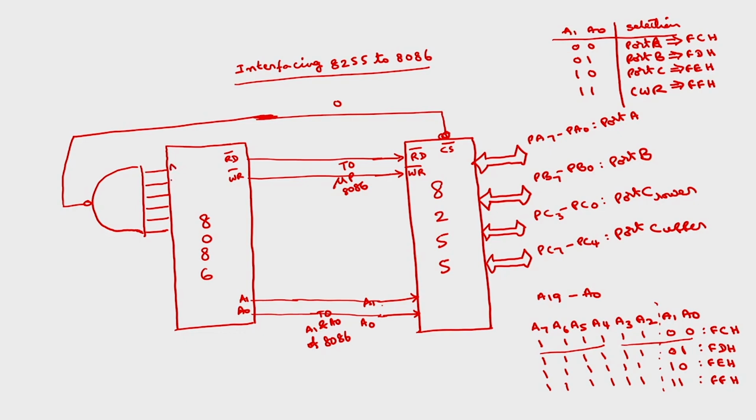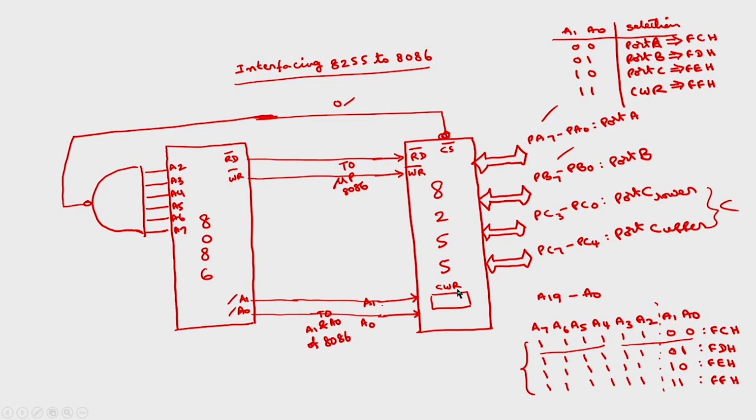This is A2, A3, A4, A5, A6, A7. For the NAND gate, if all inputs are ones, then only the output is equal to 0. If any one of the inputs is 0, the output is 1. Okay. So only for these particular 4 combinations the output of the NAND gate becomes 0, thereby this chip will be selected. After selecting this chip, this A1 and A0 is going to decide within this 8255 whether we are going to select port A or port B or port C or the controller register which is stored here.